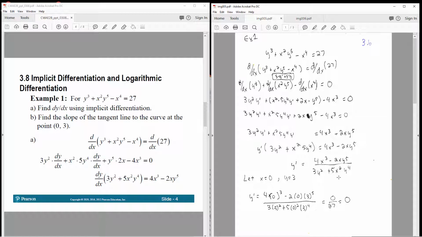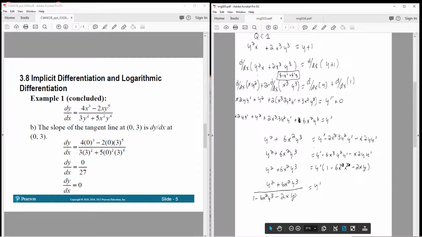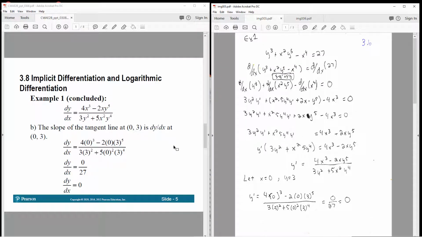Okay, and then they want to find the slope of the tangent line, so they want to find out what is the slope at that point. So I'll put in 0 and 3 here to find the slope of that point. So the slope of that point is 0. And that's all they ask you to do, is to find the slope at that point.